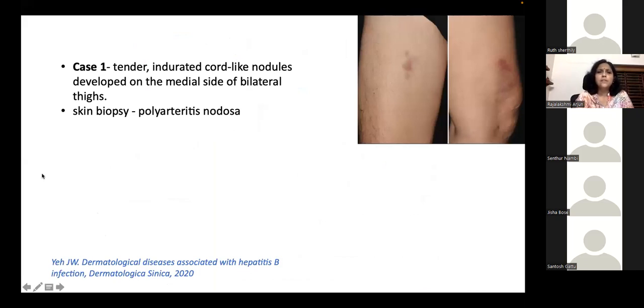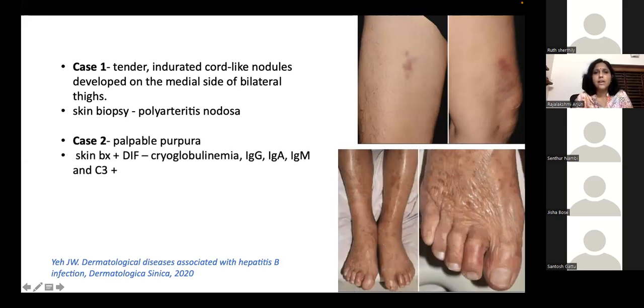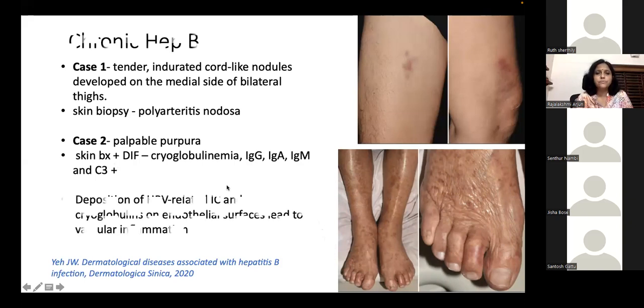Some other case scenarios which are immune mediated, which you should keep in mind: case one is tender indurated cord-like nodules seen on the thigh, and the skin biopsy showed polyarteritis nodosa. The second case is a palpable purpura, which again biopsy proved to be cryoglobulinemia related, and direct immunofluorescence revealed complements and antibodies. Both of these were clear-cut cases of chronic hepatitis B. Later on, their antibodies were positive, and these features are suggestive of deposition of immune complex causing cryoglobulins on the endothelial surfaces.